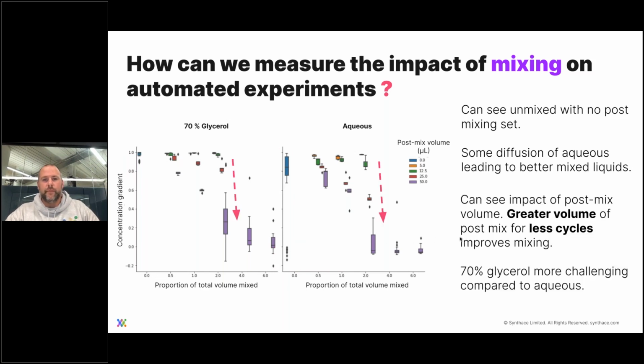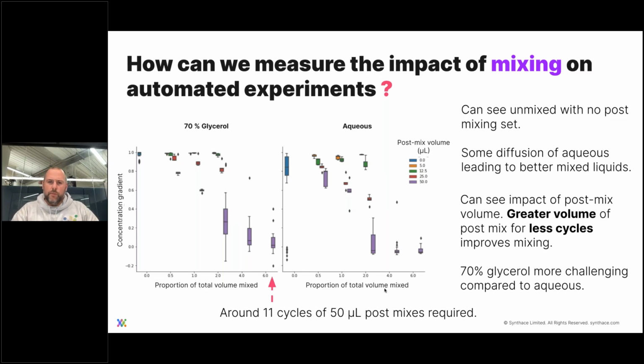Looking at the data for the proportion of total volume mixed being 2, here and here, we can really see the impact of increasing the post-mix volume on improving how well things are mixed. Increasing post-mix volume increases how well things are mixed. And we can also see how the 70% glycerol is harder to mix than the aqueous sample.